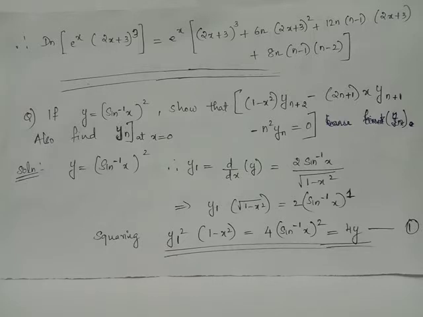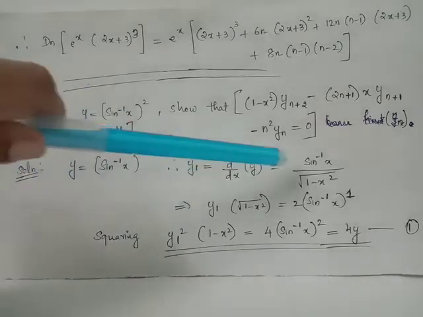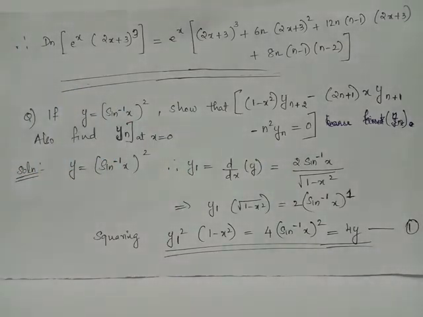y equals sin inverse x the whole square is given. Therefore y1, which is the first derivative of y, is obtained as 2 times sin inverse x into derivative of sin inverse x, which is 1 by root of 1 minus x square. When you multiply both sides using root of 1 minus x square in the numerator, you get the equation y1 into root of 1 minus x square equals 2 times sin inverse x.